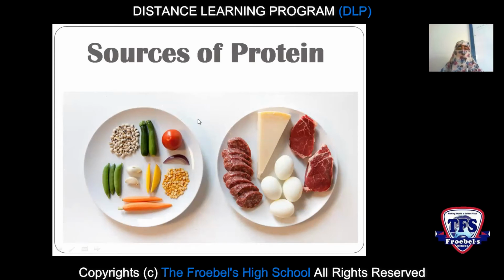Before going into the detail of test of protein, you must know the sources of protein. In this picture, these are pieces of meat. There's a slice of cheese. Egg white is a good source of protein. Beans, pulses, and these vegetables are good sources of protein.